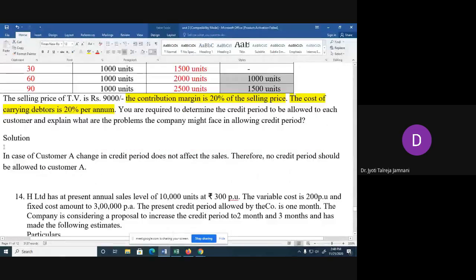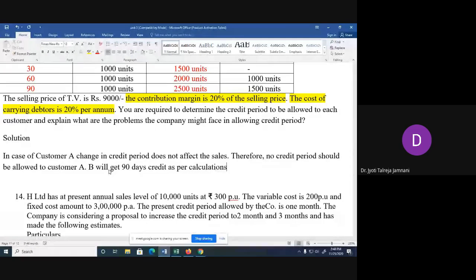Okay, so customer A no credit. I will write it here only. B will get 90 days credit as per calculations below. And C will get 90 days credit as per the calculations that we have done.